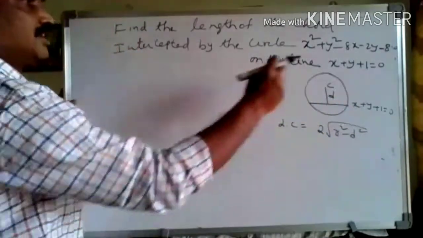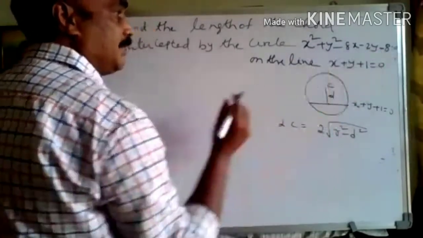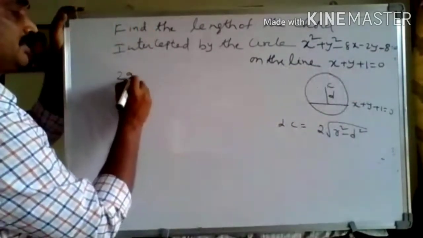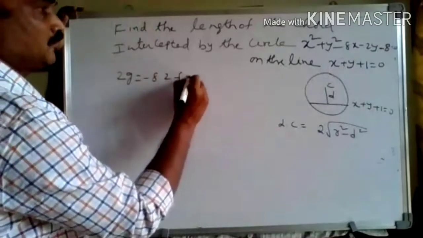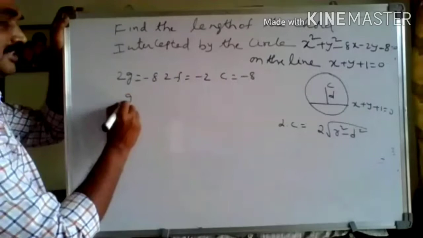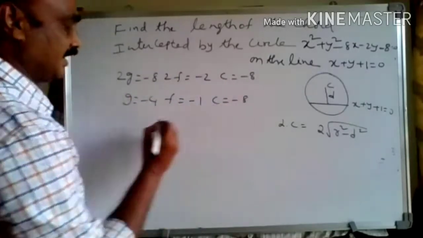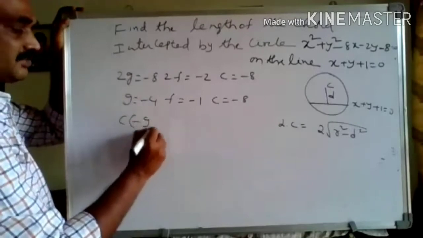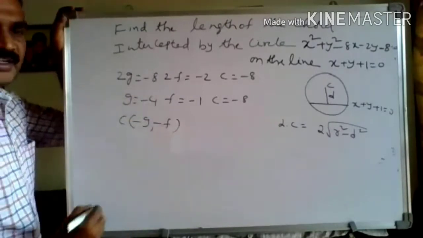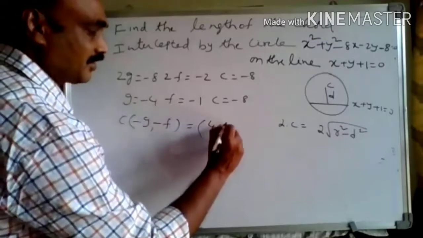First center. Comparing this equation to x square plus y square plus 2gx plus 2fy plus c is equal to 0. 2g is equal minus 8, 2f is equal minus 2, C is equal to minus 8. G is equal minus 4, F is equal minus 1, C value minus 8. First center is equal formula minus G comma minus F. So that is equal to 4 comma 1.